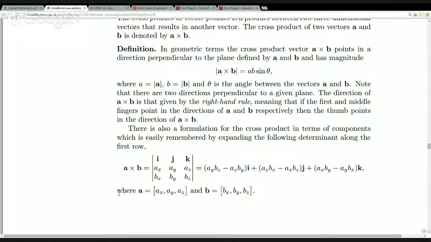Now, because the vector product features the sine of the angle between the two vectors, this means that if two vectors point in the same direction, the angle between them, theta, is going to be 0, and sine of 0 is 0.